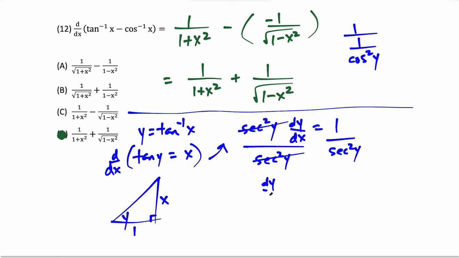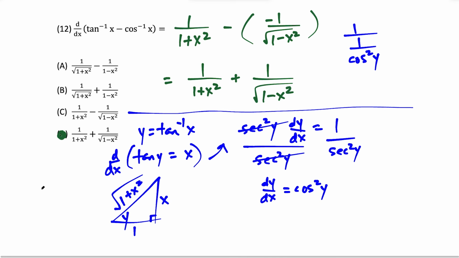So we'll have dy/dx equals cosine squared y. Now we could just use this diagram over here to find cosine squared y. If we look here, what we have is two sides of the right triangle. If we use the Pythagorean theorem, we could say 1 squared plus x squared, or just 1 plus x squared, under the square root is our hypotenuse here. So I'm just, once again, using the Pythagorean theorem here.